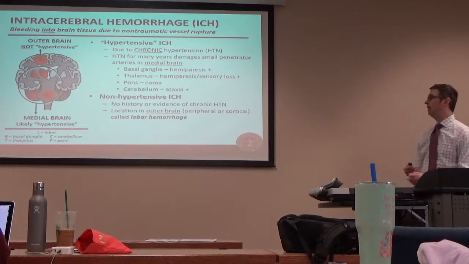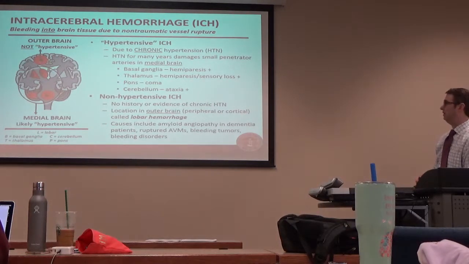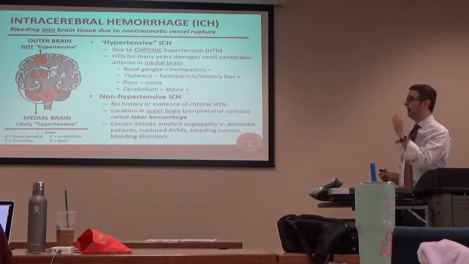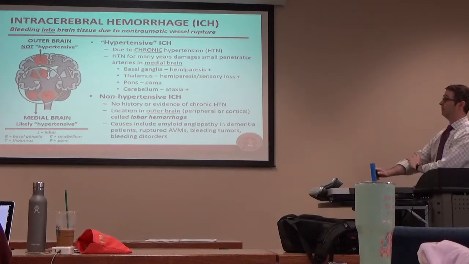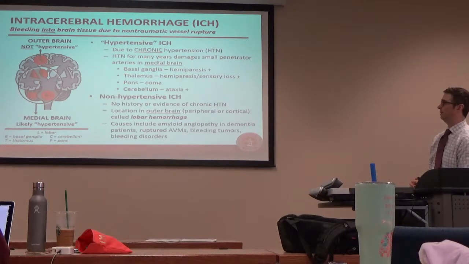Non-hypertensive ICH, we see this in older demented folks, and there's a condition called amyloid angiopathy. Amyloid is a protein that is usually cleared from the brain, but as we age it builds up and deposits in our arteries and weakens them, and then over time the weakened artery ruptures, and they can have massive brain hemorrhages. Also ruptured AVMs, arteriovenous malformations, as I talked about earlier, bleeding tumors, and then bleeding disorders.